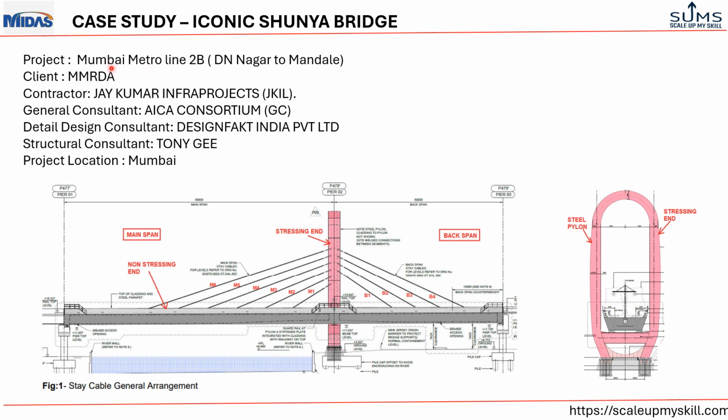Here this is a part of the Mumbai Metro Line 2B project, and the client is MMRDA, the contractor is J Kumar Infra Projects, the general consultant is ICA Consortium GC, the detailed design consultant is Design Fact India Private Limited, and the structural consultant is Tony G and Partners. And the project location is Mumbai.